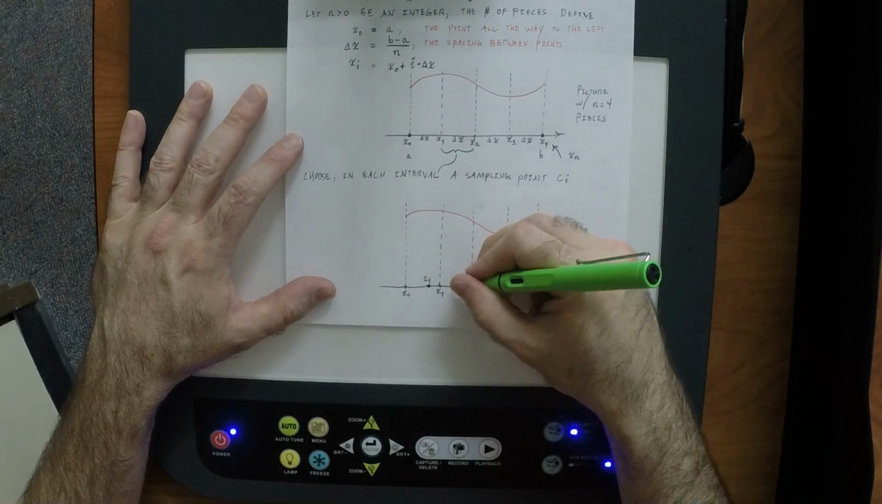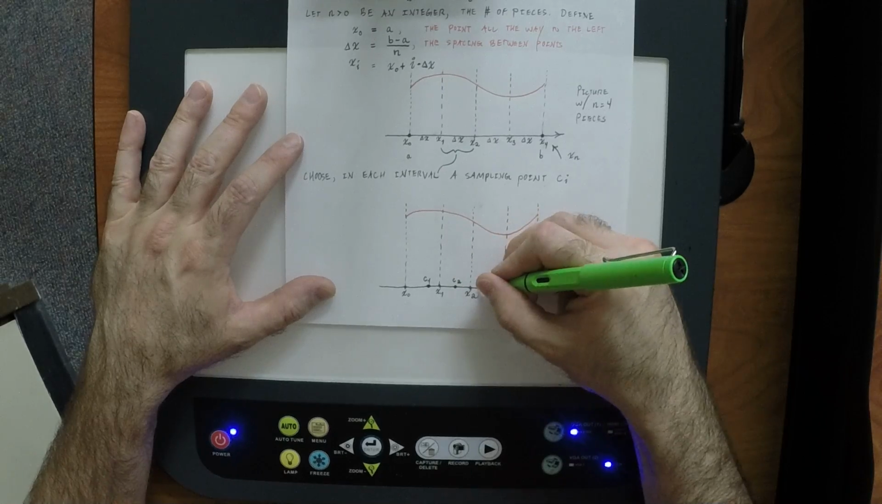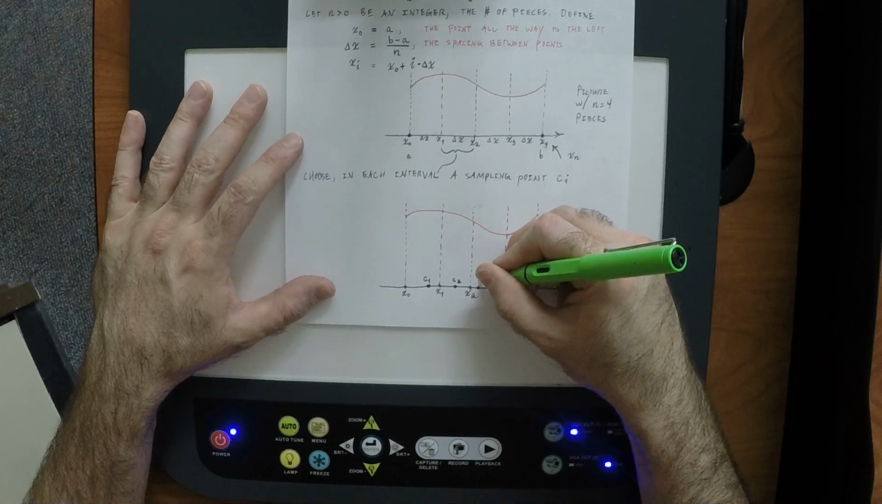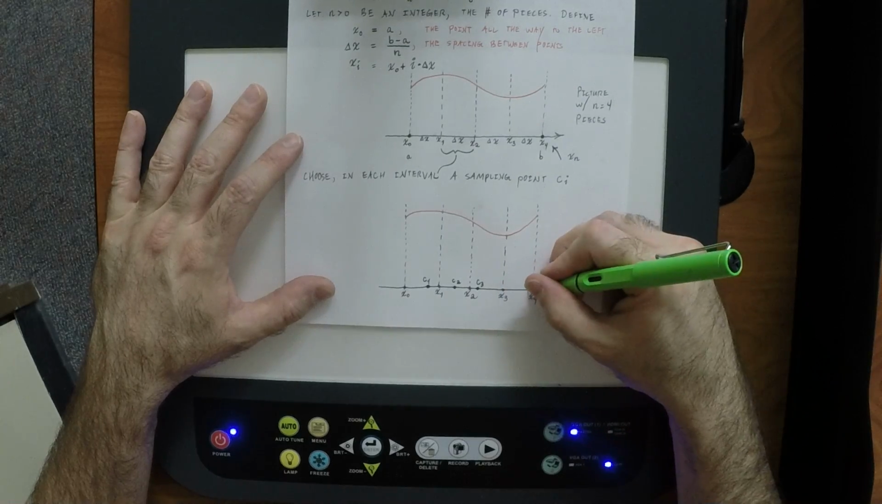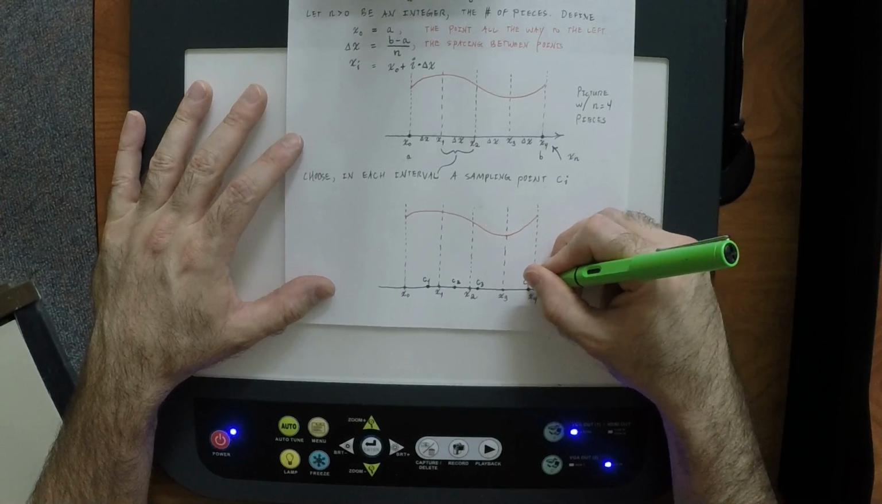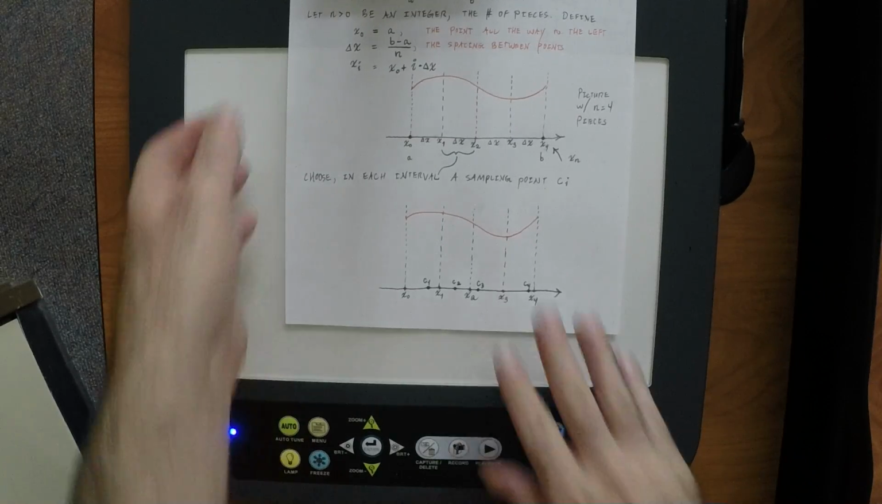So maybe this is c1 there, and then maybe exactly in the middle here is c2, not that it matters, and then maybe c3 is kind of to the left-ish, and c4 is way to the right. So we're just more or less arbitrarily picking the c's. Okay.